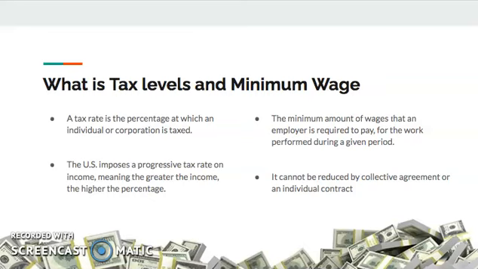The minimum wage is the minimum amount that an employer is required to pay for the work performed during a given period. It cannot be reduced by a collective agreement or individual contract.